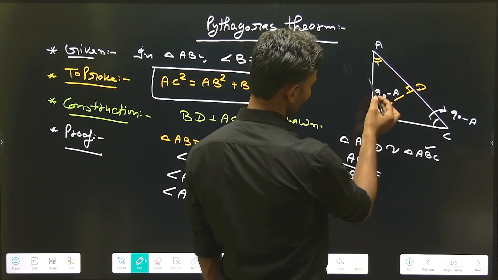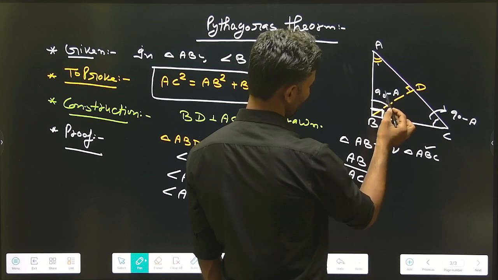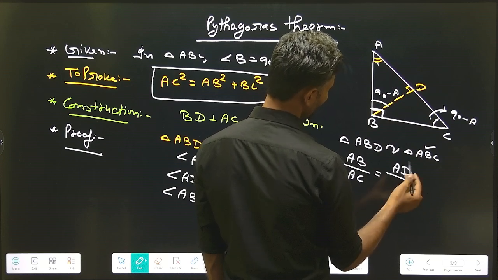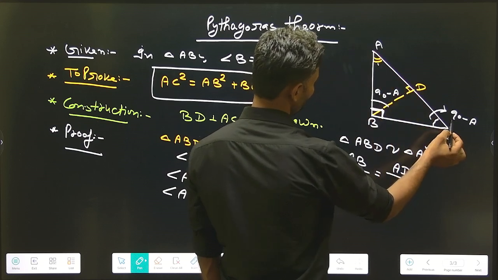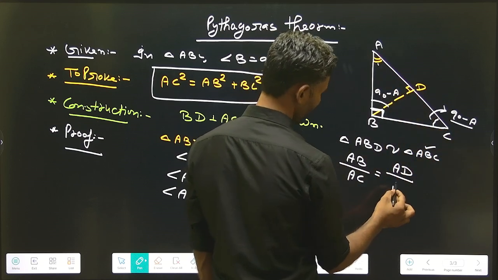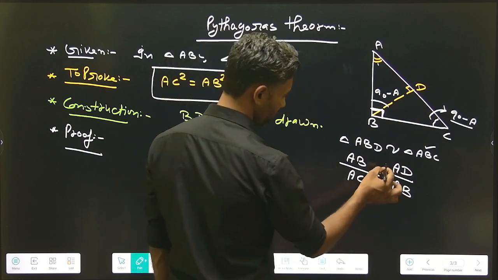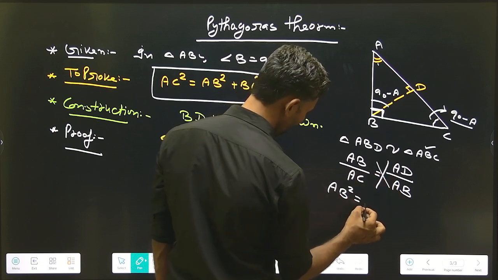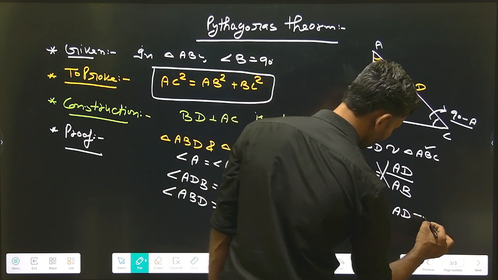So firstly we will start from triangle ABD. Side opposite to this angle 90 minus A is AD. So we can say AD upon, in larger triangle ABC, side opposite to this 90 minus A is AB. We can say AB. Now just cross multiply. We can say that AB square equals AC multiply AD, and this is equation number 1.